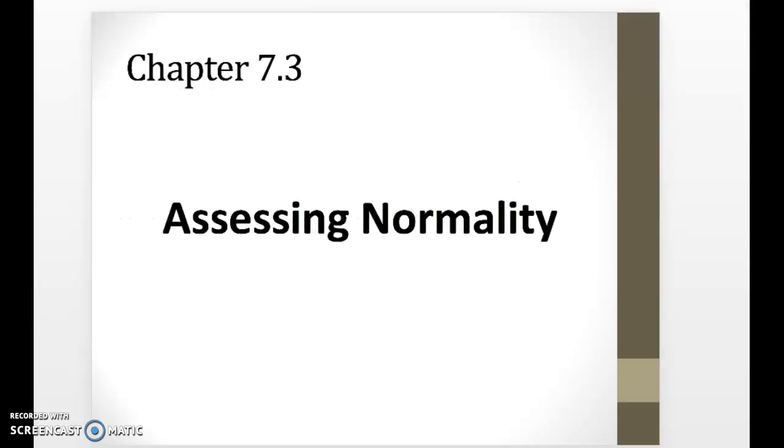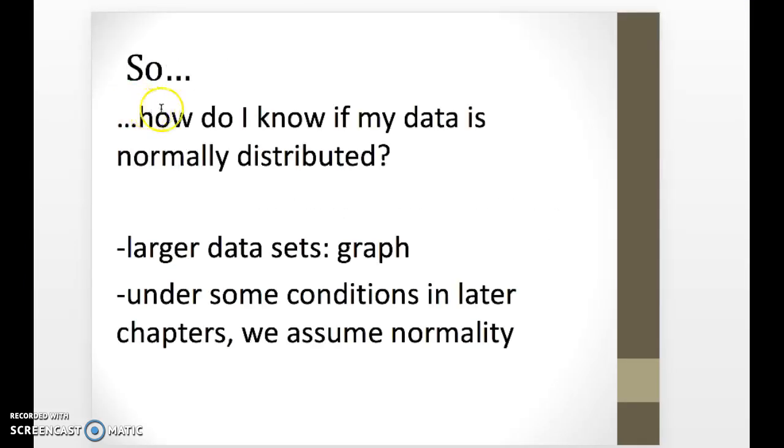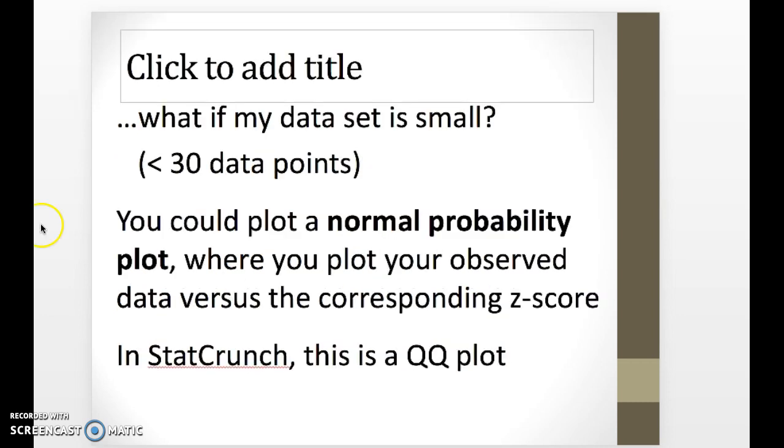So the question we're going to be asking is, how do I know if my data set is normally distributed? If we have larger data sets, look at the graph. Or in some conditions in chapters 8 and beyond, we can assume normality in certain cases with a large data set. But the real issue is, what if my data set is small, less than 30 points?